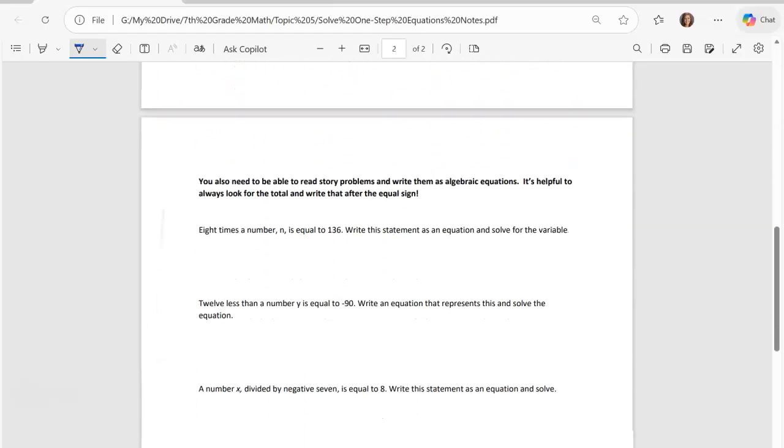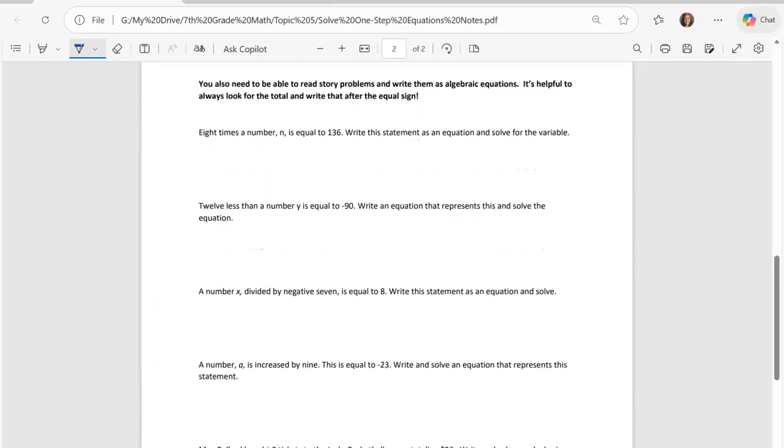I want you to flip to the back side. So the back side says you also need to be able to read story problems, like real life situations, and then write them as algebraic equations. So I think that's the hardest thing about algebra for middle schoolers, honestly, high schoolers, adults. Oftentimes we struggle to read a story problem and then transfer it into a problem that we can actually solve, specifically algebra. So I think it's helpful, first of all, to worry about solving it later.